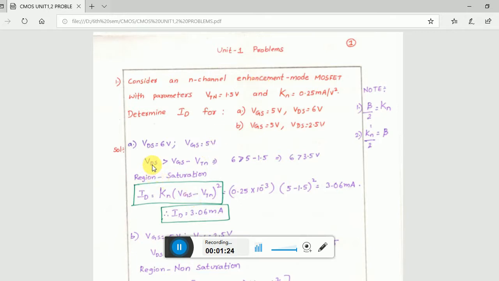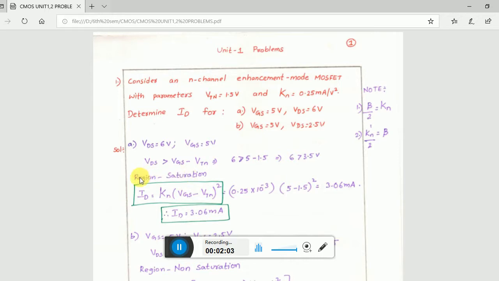So the condition will be VDS greater than or equal to VGS minus VTN. If VDS is 6 volts, then what is VGS minus VTN? VGS is 5, minus 1.5, is 3.5. So 6 is greater than 3.5. When the greater symbol comes, then it is in saturation. If the lesser symbol comes, for example here VDS is 3.5 and here it's 6, then it goes to non-saturation. Did you get my point?